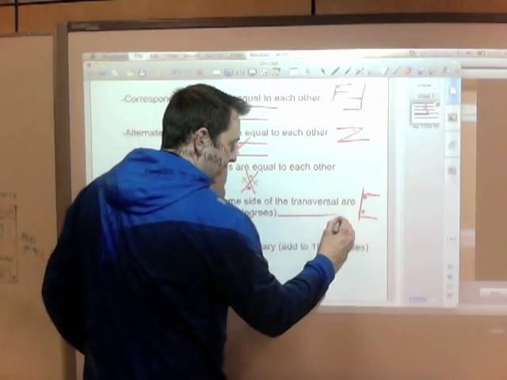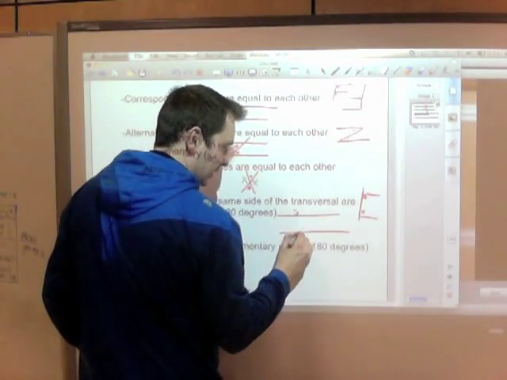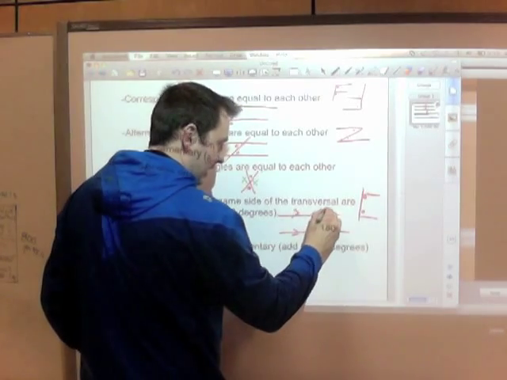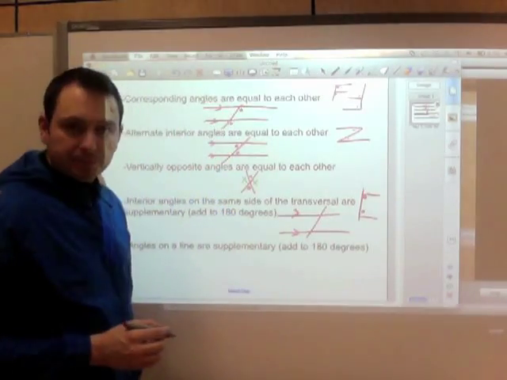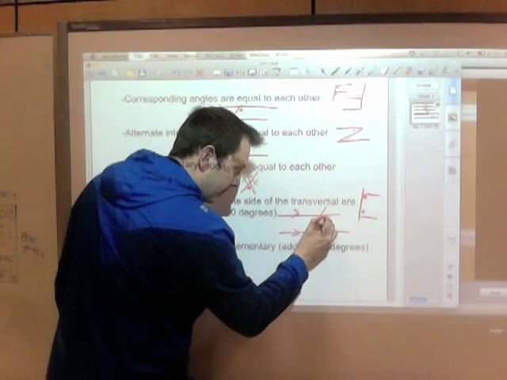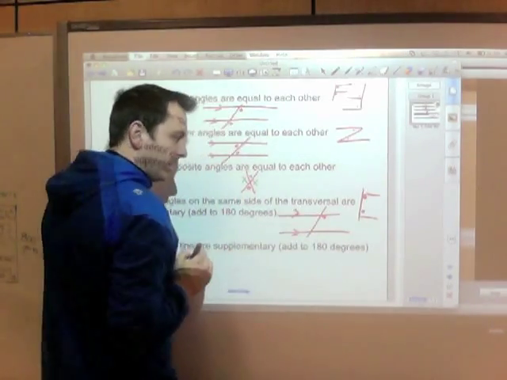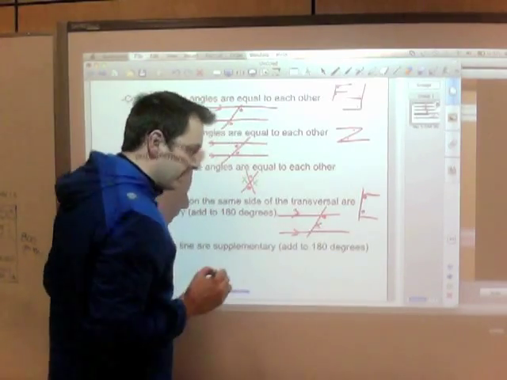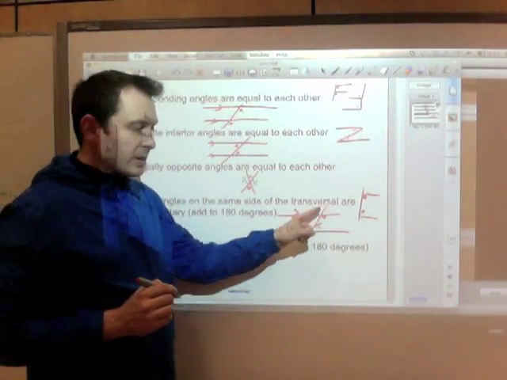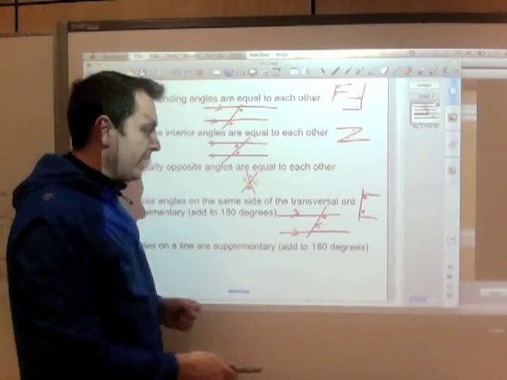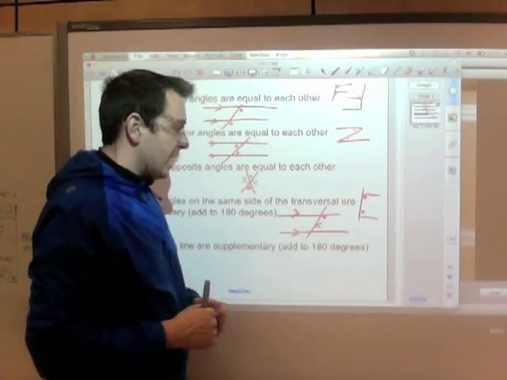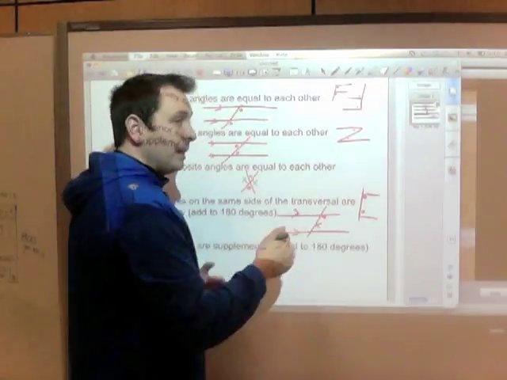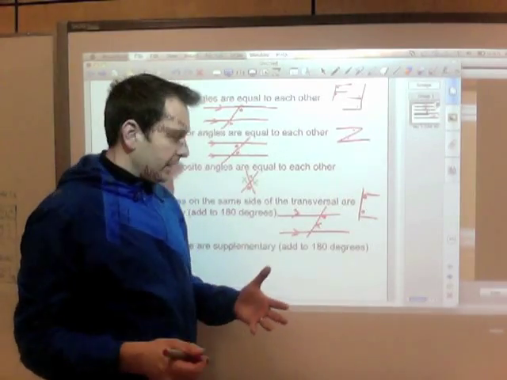So if I have my two parallel lines, and I have a transversal, if I know one of them, let's say I know this one, then this other one down here, mark it with an X, these two are supplementary to each other, so they add to 180. So if I know the one of them is 100, the other has to be 80, because 180 is 180.